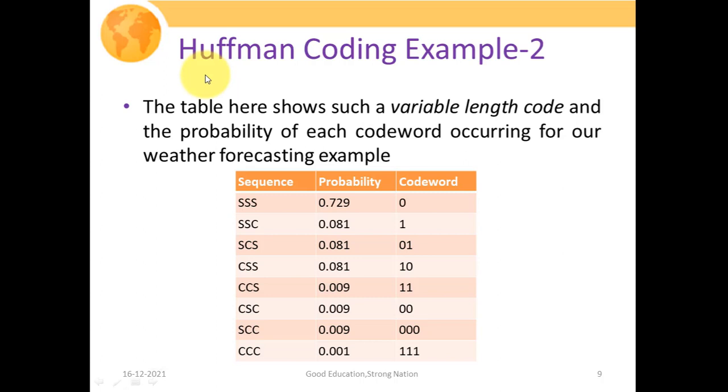So now we're going to discuss another example. Obviously I'm not going to give you the complete procedure of how we obtain that Huffman code. Specifically, I will try to give you a hint on how to solve that particular problem. Here in this example, we have considered the same problem that we discussed in our previous class, where we discussed the binary symmetric source, and we are trying to get the weather forecast. We have taken the weather forecast for 3 consecutive days, whether it is sunny or cloudy.